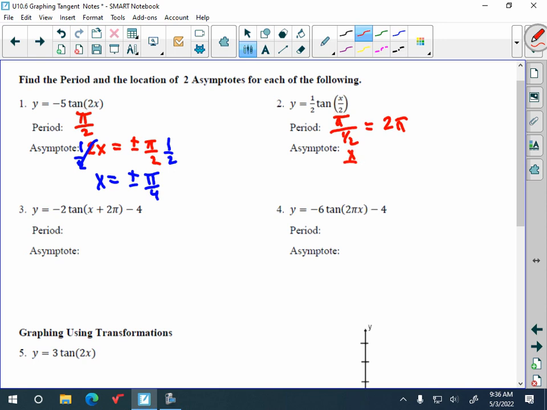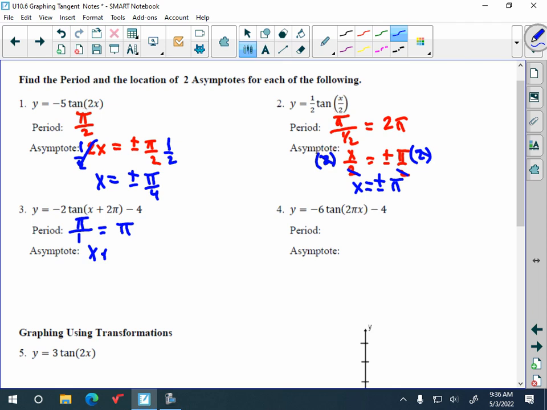Asymptotes, set x over 2 equal to plus or minus pi over 2. So here to get x by itself, we can multiply both sides by 2. So we'll cross cancel, and we get x equals plus or minus pi. Number 3. The b value is 1, so pi divided by 1 is pi.